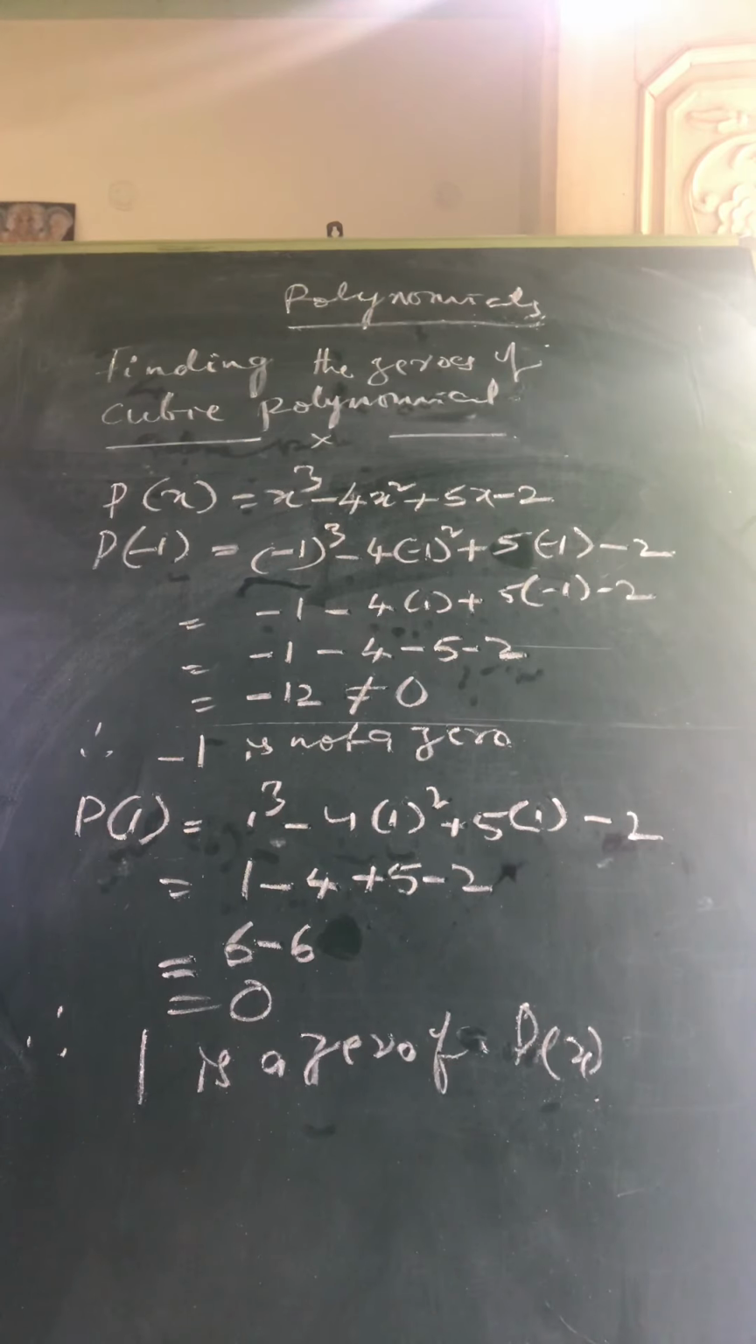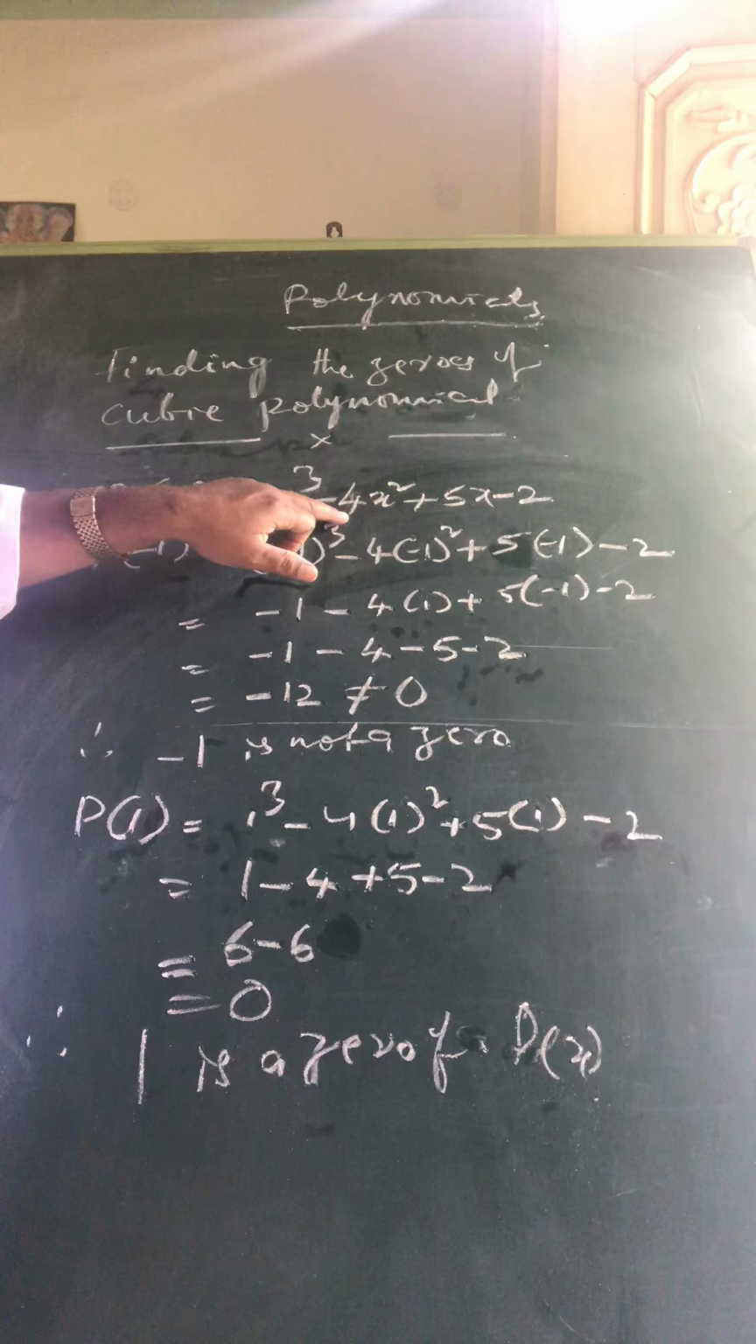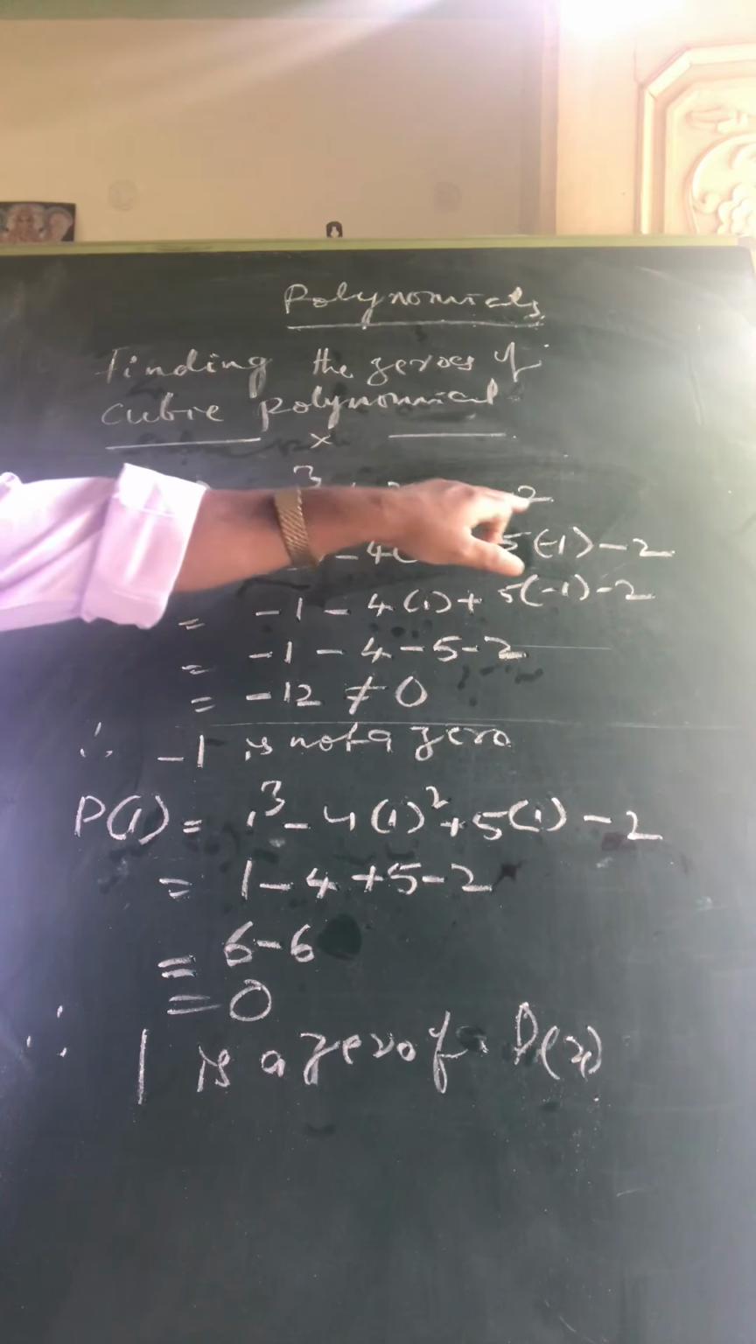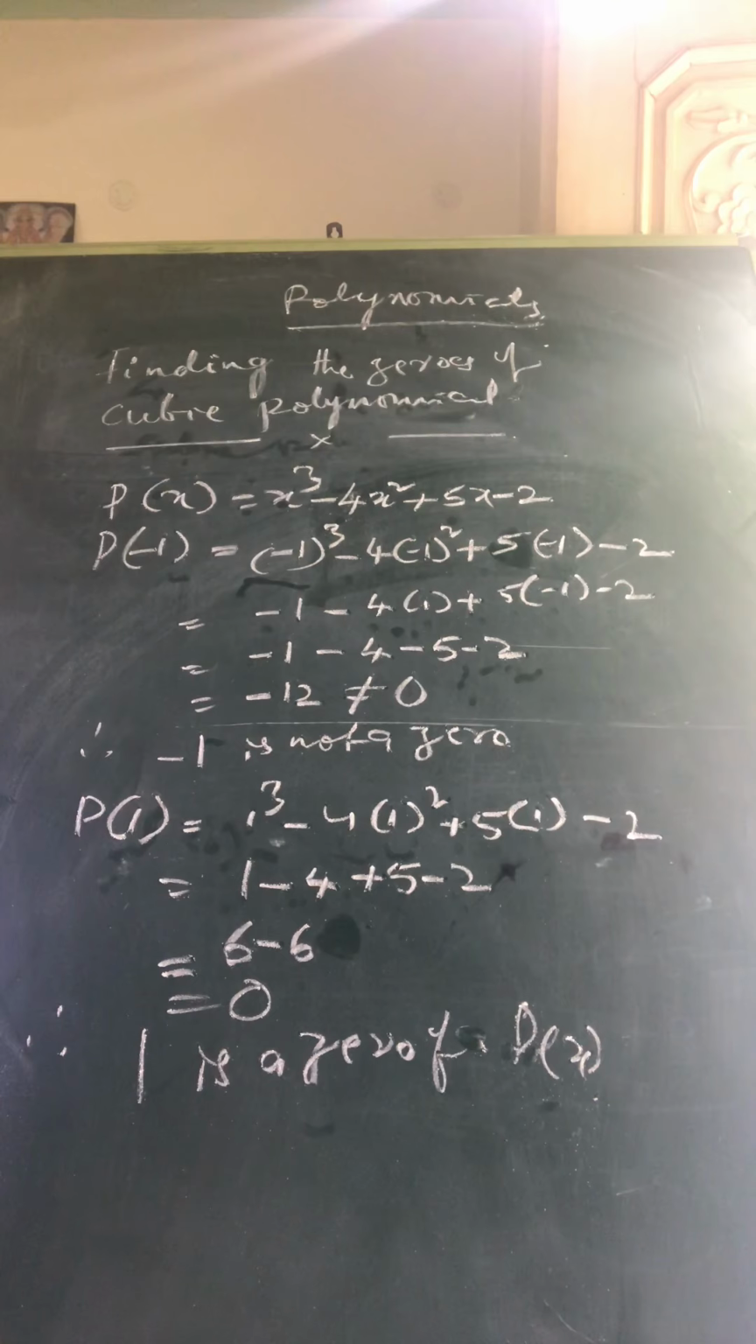So first we are going to learn how to calculate the zeros of a cubic polynomial. For this we are going to follow only a trial and error method. Any one of the numbers may be a zero and we have to substitute it. If we get the remainder as 0, or the value of the polynomial is 0, we can say that it is a zero. For example, here p of x is equal to x cube minus 4x square plus 5x minus 2. Then we expect that minus 1 may be a zero.